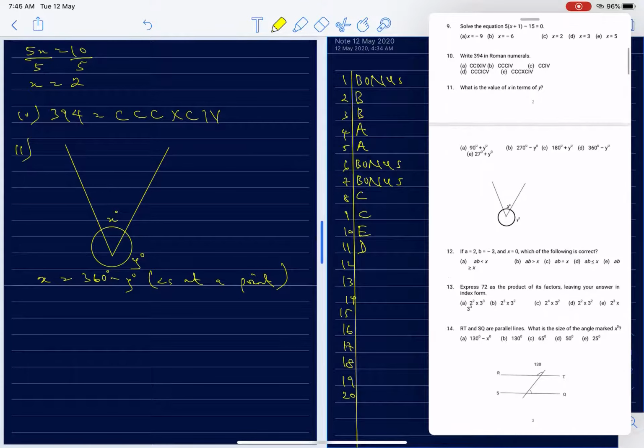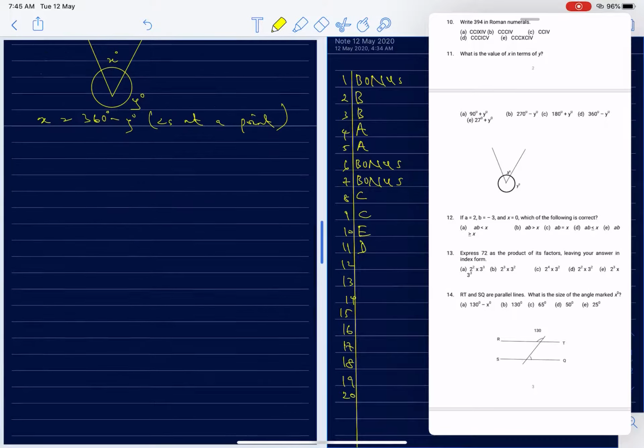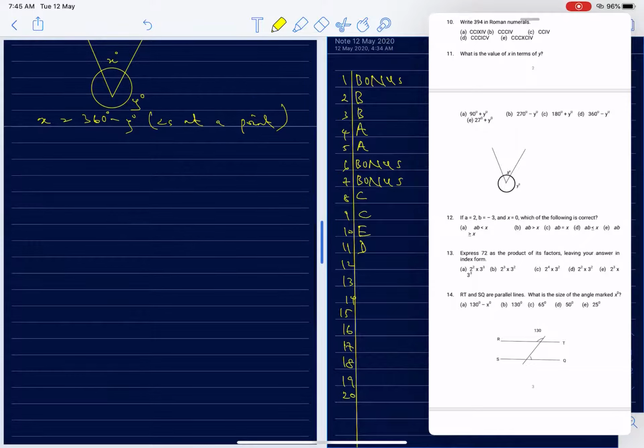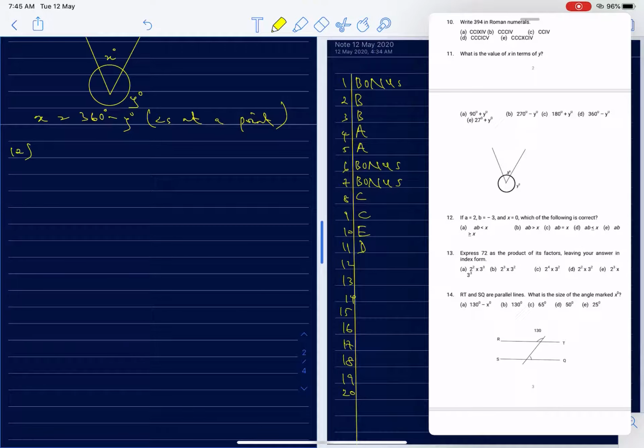Now to number 12. If A equals 2, B equals minus 3, and X equals 0. Which of the following is correct? AB is less than X. AB means 2 times minus 3. That's minus 6. It's less than 0.